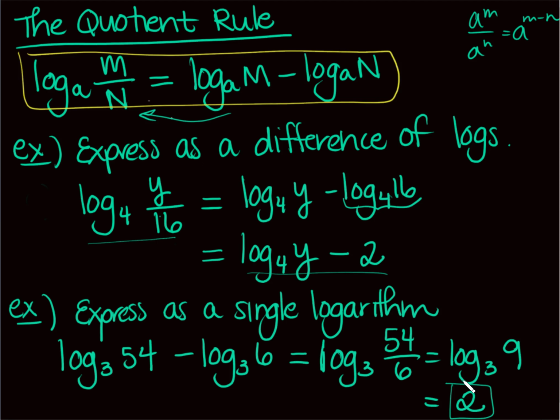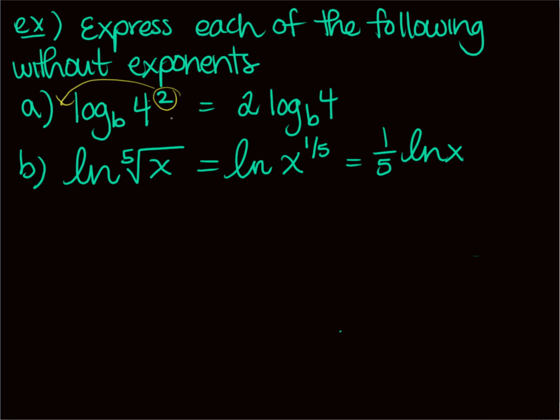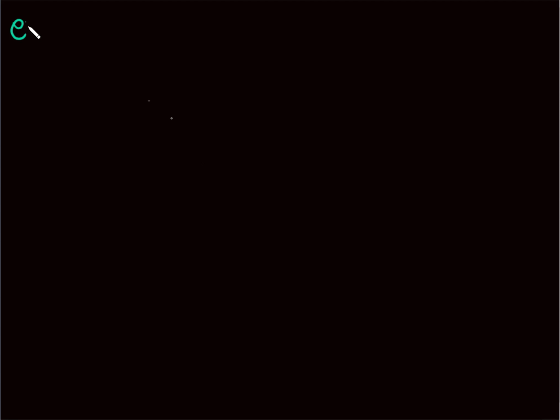I kind of hinted at some of the common mistakes that people make with the quotient and the product and the power rule. Let's do a couple more examples of putting all these rules together, okay? So what I want to do first, let's do a couple examples of putting these rules together. I want us to express this as a sum, express as sums and differences of logarithms.